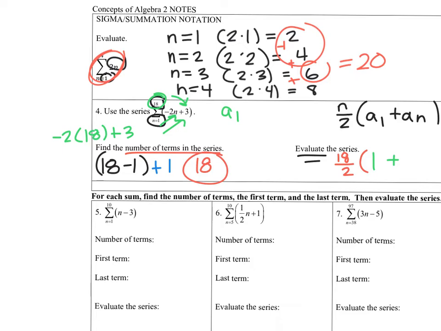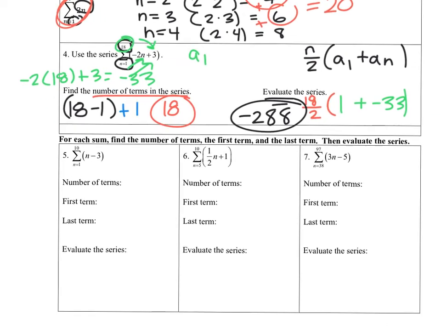Okay, so that's how I get my first term and my last term. The first term, you plug in the bottom number. In the last term, you plug in the top number. So the top number, when I plug it in, it's negative 33. So when I do this in my calculator, I get negative 288. So if I have to evaluate the series, I'm using the formula.